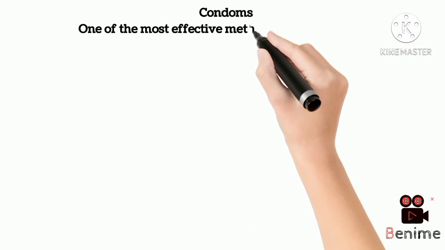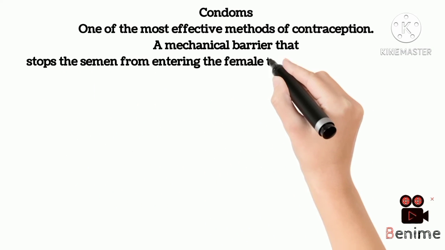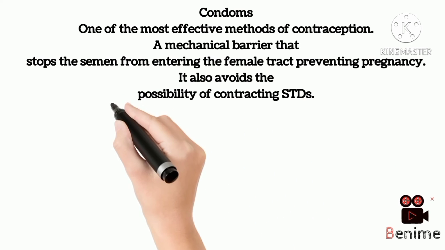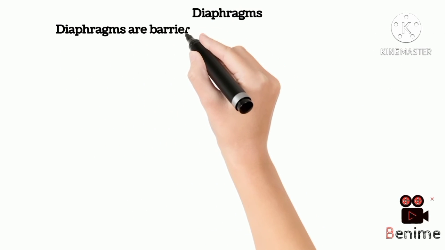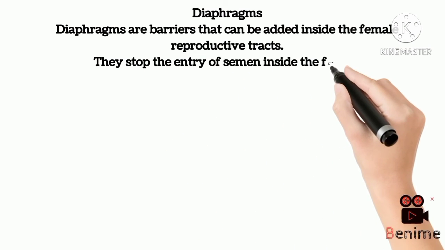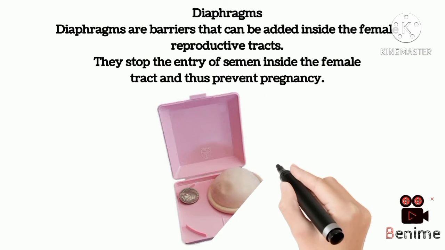Condoms. One of the most effective methods of contraception. A mechanical barrier that stops the semen from entering the female tract, preventing pregnancy. It also avoids the possibility of contracting STDs. Diaphragms. Diaphragms are barriers that can be placed inside the female reproductive tract. They stop the entry of semen inside the female tract and thus prevent pregnancy.